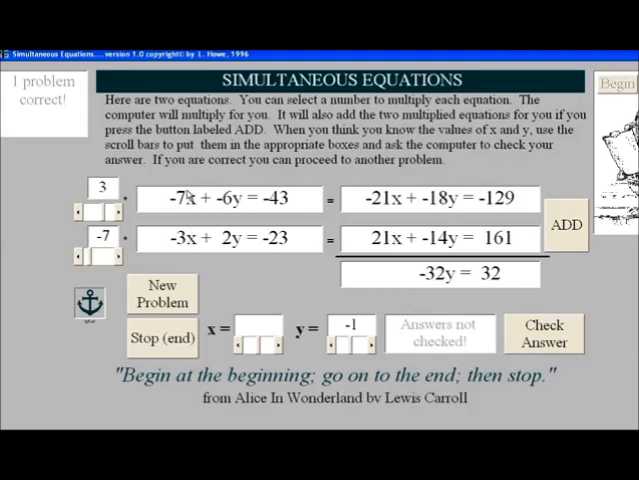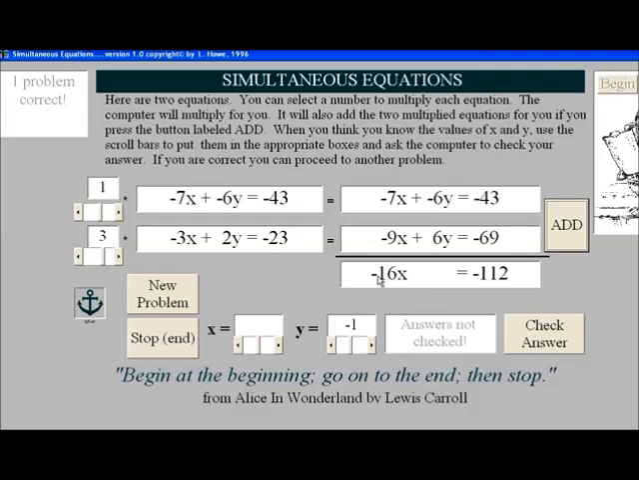Now, we eliminated the x's and found the y. If we eliminate the y's, we need to get a 6 here. So to get a 6 here, I just have to multiply this by 1. And to get a 6 here, I need to multiply this by 3. And I check it. One is positive and one is negative, so they're ready to eliminate. I push the add button, and I get negative 16x is equal to negative 112.